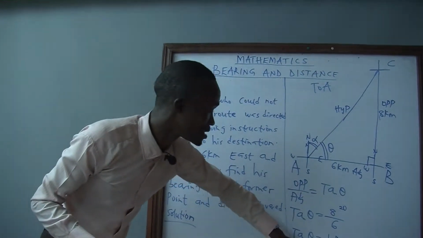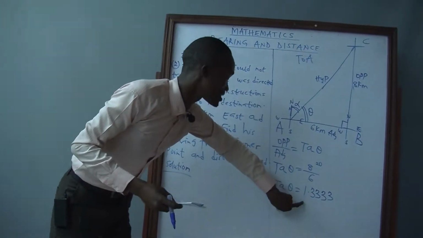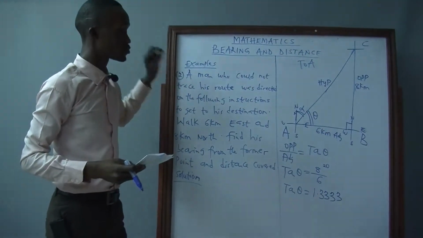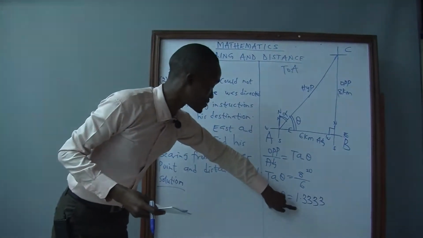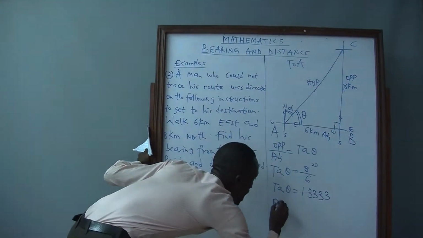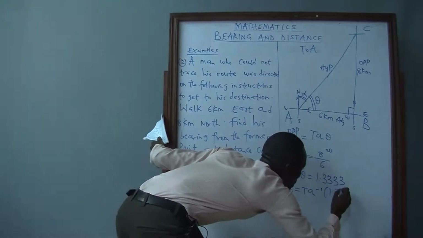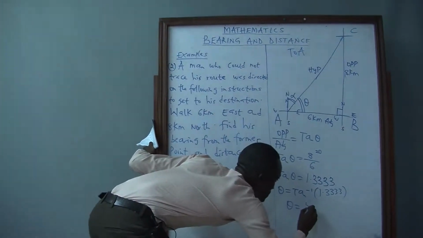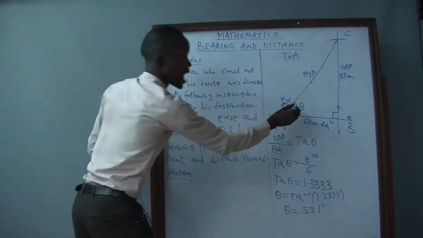From here, tan theta is positive. And tan theta is positive only in the first and third quadrants. But there is no instruction asking us to find the equivalent of this theta in the third quadrant. So we only need to get the value of theta from the first quadrant. And what we do here is we check for arctan, that is the same thing as the inverse of tan of 1.3333. And what we have there, theta is just 53.1 degrees. That is the angle A.